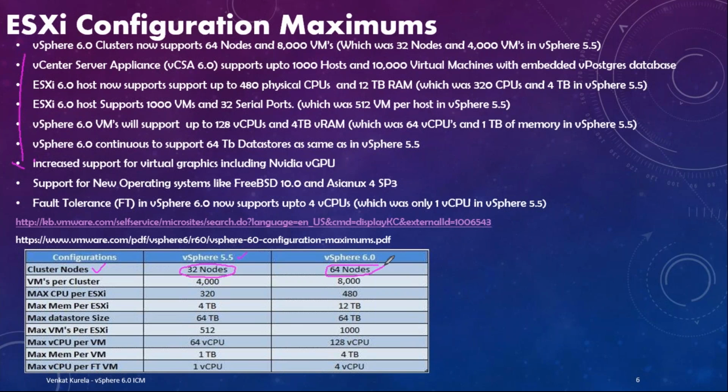So what is a cluster? How do you create it? How do you install it? It is a different learning. For now, I'm just trying to explain the configuration maximums. And then VMs per cluster. We used to have 4,000 VMs per cluster as the maximum, but now you can have 8,000 virtual machines per cluster. Why is it so? Because the number of ESX servers has doubled from 32 to 64, so the virtual machines have also doubled from 4,000 to 8,000. Maximum CPU count, well, it was 320, but now it is actually 480, meaning 480 logical CPUs that it supports on a physical server.